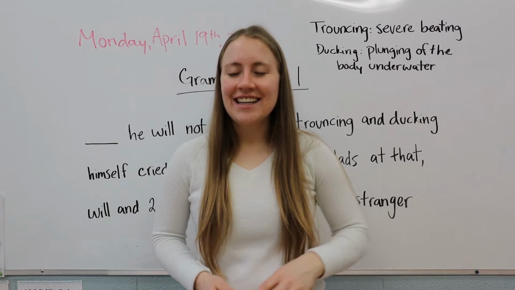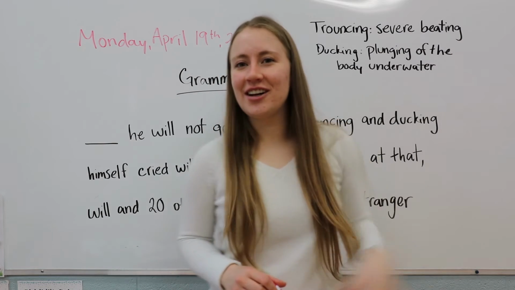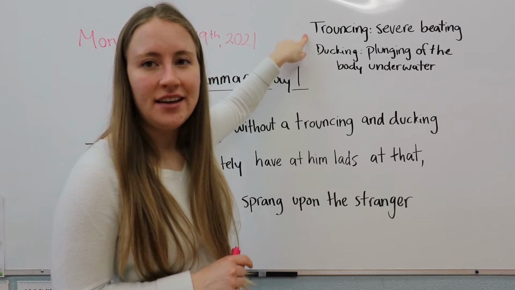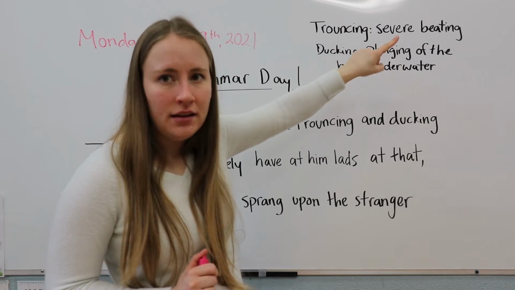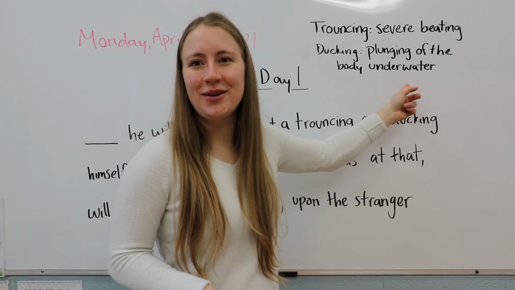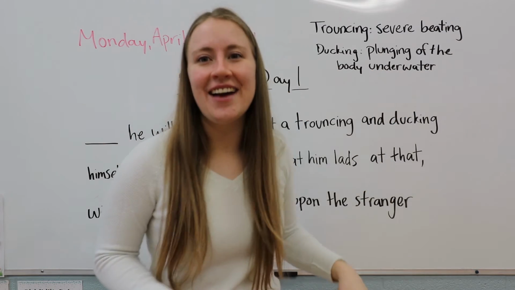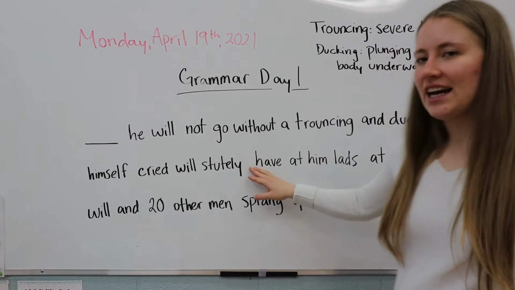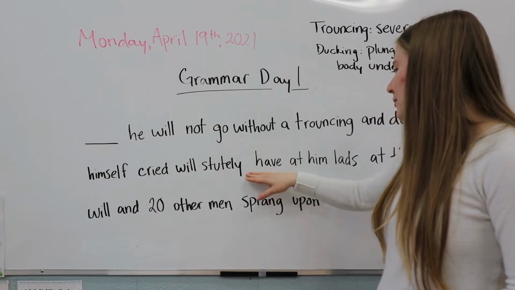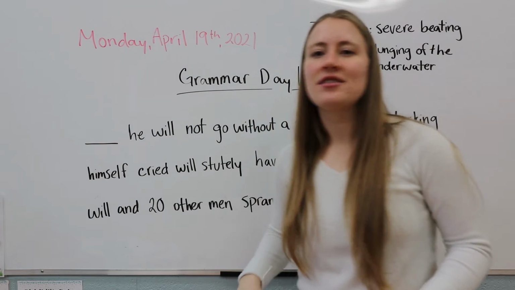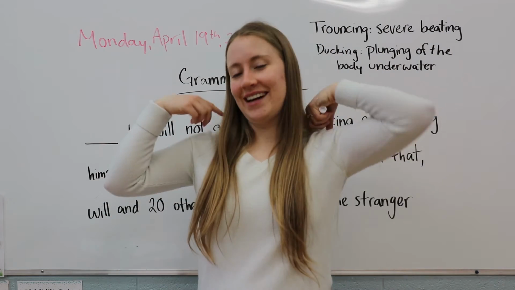All right, welcome back. So let's get started, and I want to draw your attention to our definitions first. So we have trouncing, which means a severe beating, and ducking, which means plunging of the body underwater. So they're going after this guy. Okay, and I also want you to notice the phrase have at him, which we have in the middle, is an invitation to attack as well. So they're really going after this guy, okay?